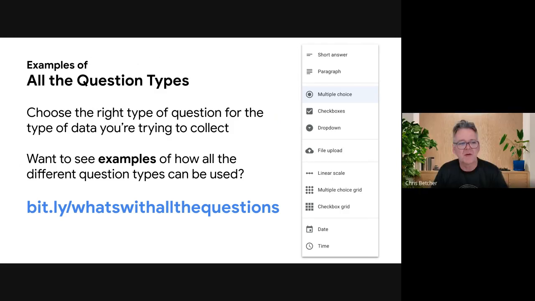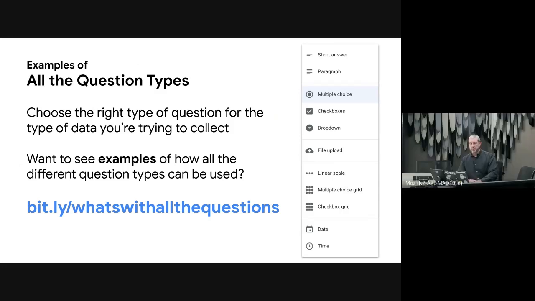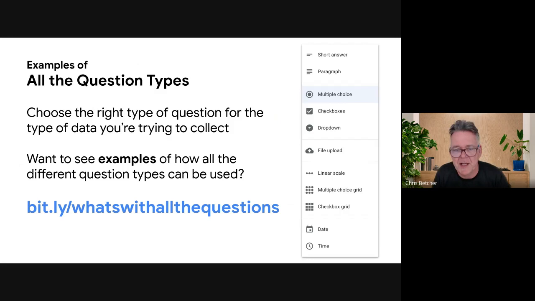I just want to point out to everyone, there's about six different question types there that you can use. And each question type is ideal for collecting a certain type of data. So for example, the one called linear scale is like on a scale of 1 to 5 or 1 to 10, how do you feel about it? So it's great for measuring sentiment.